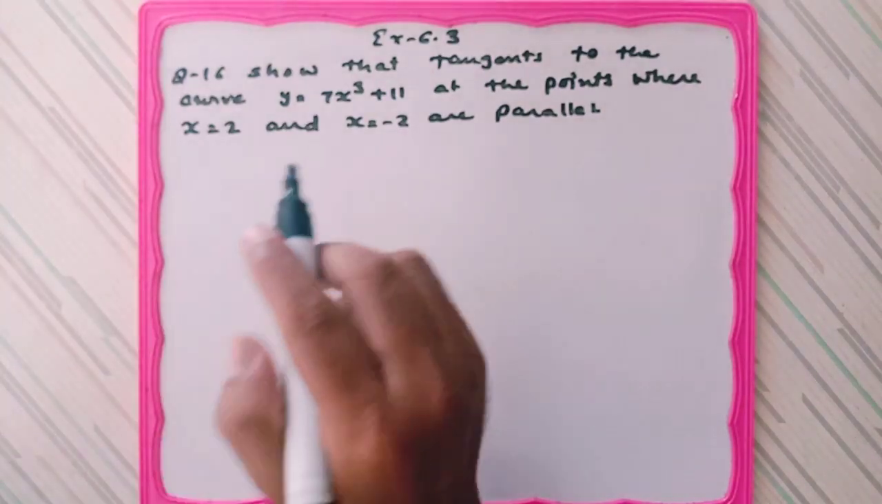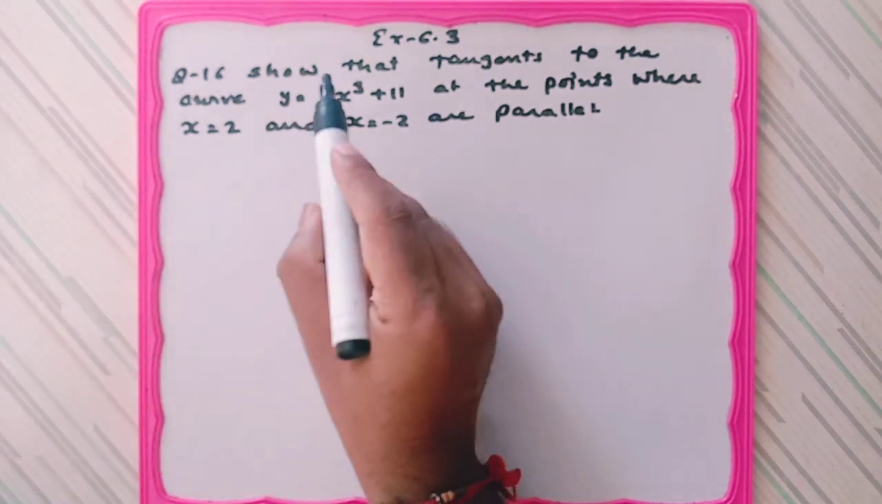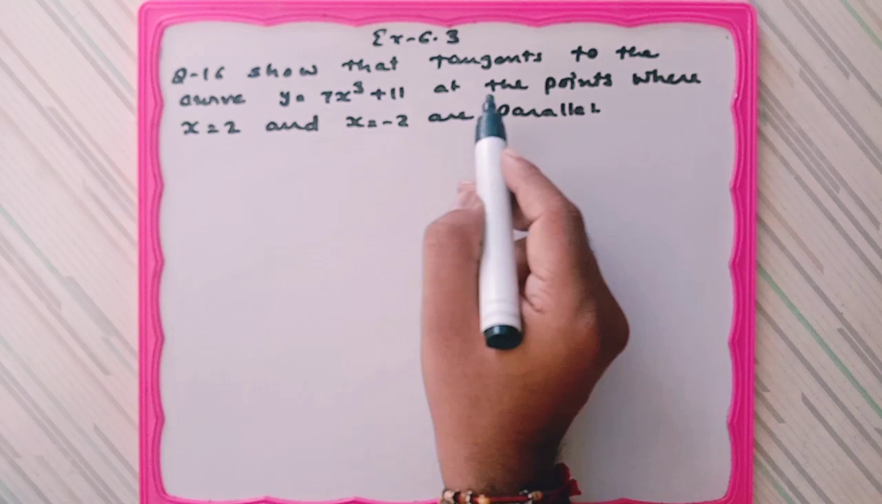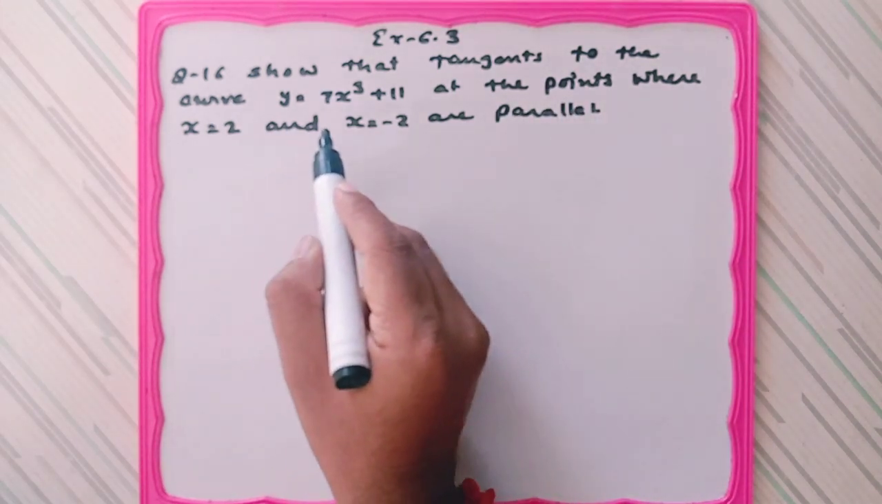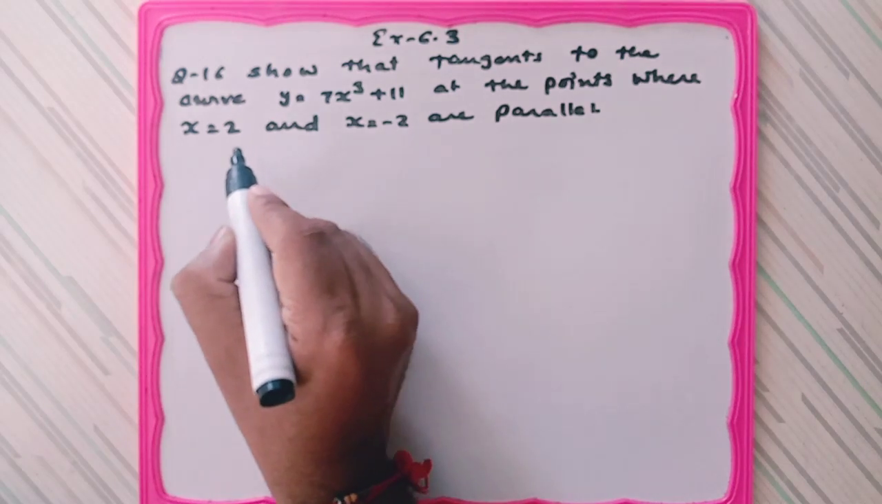Hello friends, in this session we will see exercise 6.3 question 16 onwards. Show that the tangents to the curve y equals 7x cube plus 11 at the points where x equals 2 and x equals minus 2 are parallel.